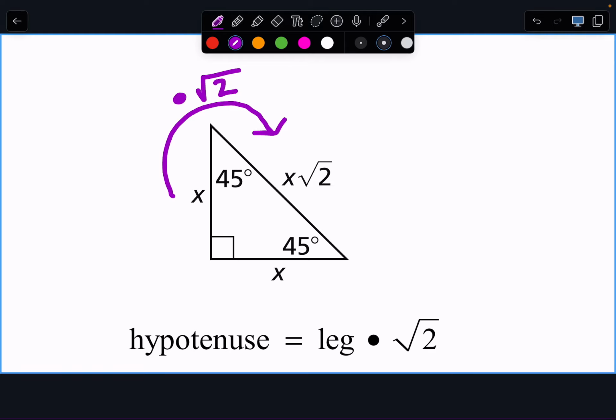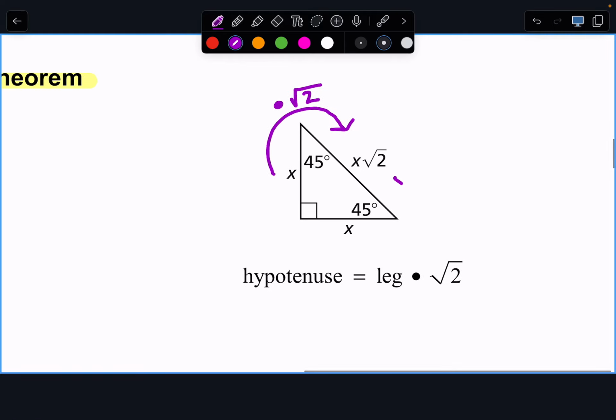If we know the hypotenuse, then how would we get to a leg? We would have to divide by the square root of 2. Write that in on that little picture as a little reminder for yourself.